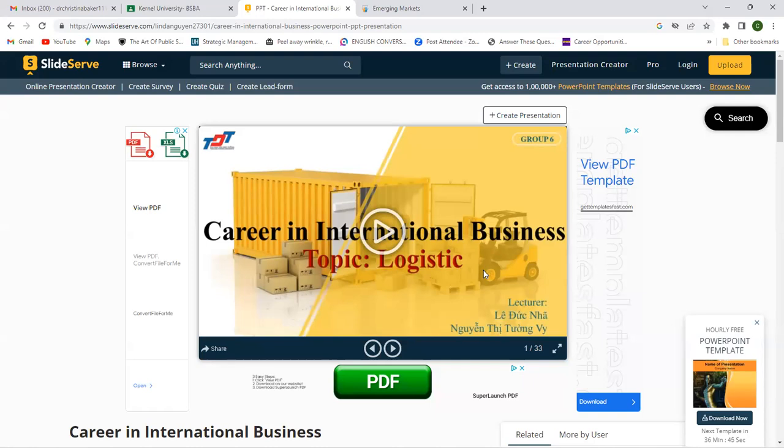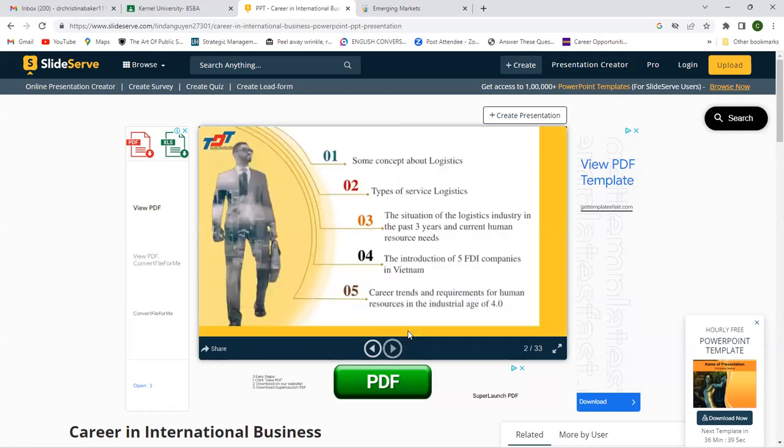There are some careers in logistics. Here are some concepts about logistics, types of logistics, the situation of the logistics industry in the past 3 years and current resource needs, the introduction of the logistics companies in Vietnam, and current trends and requirements for human resources after the age of oil.